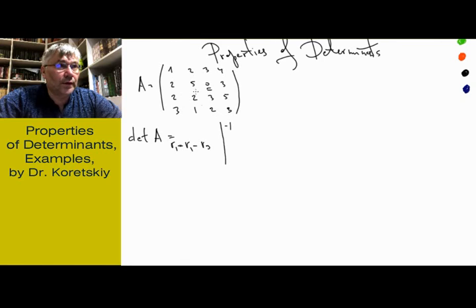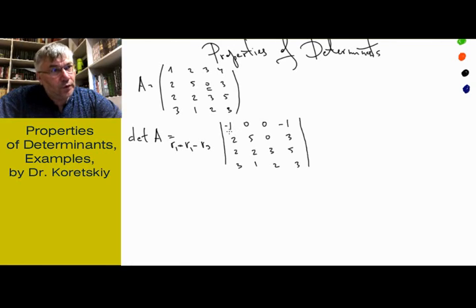1 minus 2 is minus 1, 2 minus 2 is 0, 3 minus 3 is 0, 4 minus 5 is minus 1, and we have here 2 5 0 3, and here we have 2 2 3 5 and 3 1 2 3. You can notice that we have minus 1 in the first column and minus 1 in the fourth column. So we can take column 1 equal column 1 minus column 4.